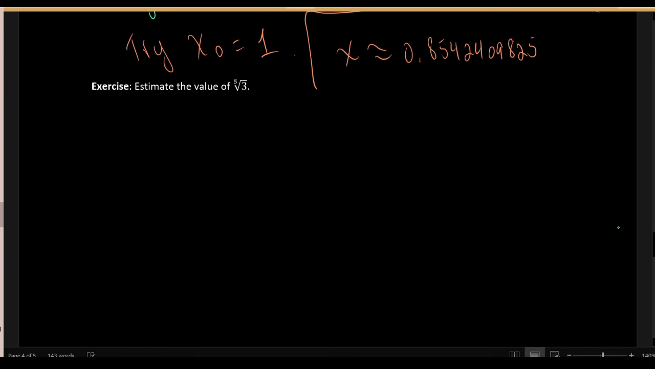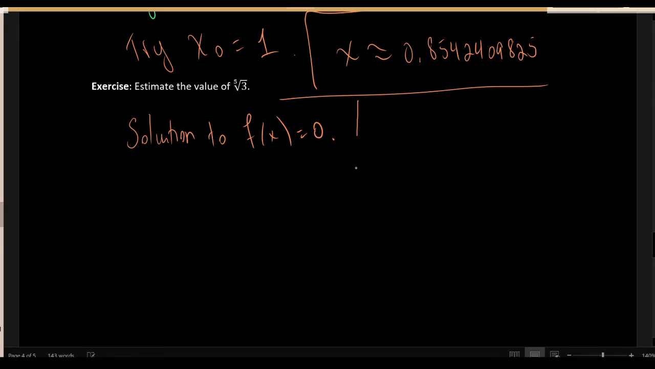Let's try it on some slightly less standard problems. Let's see if we can estimate the value of the fifth root of 3. In order to be able to apply Newton's method, I need to re-express this problem as finding the solution to f of x equals 0. So, the fifth root of 3 is the solution to what equation?